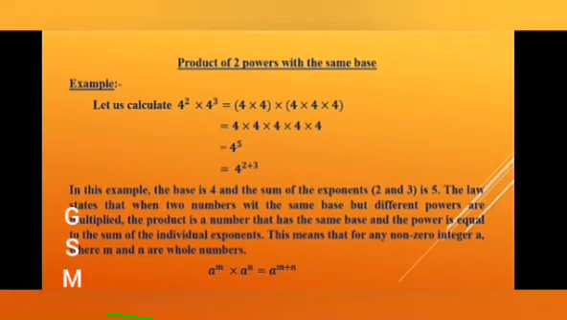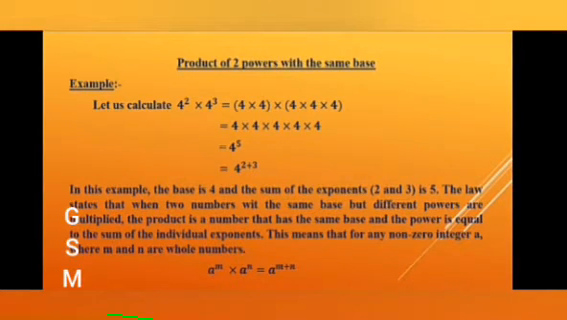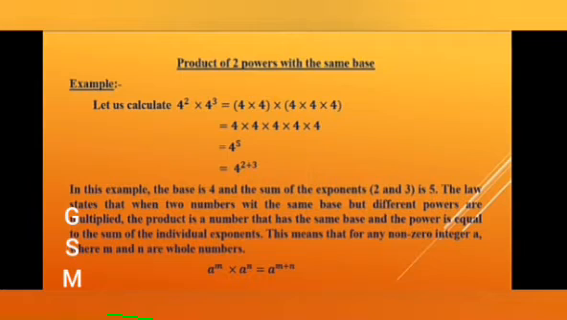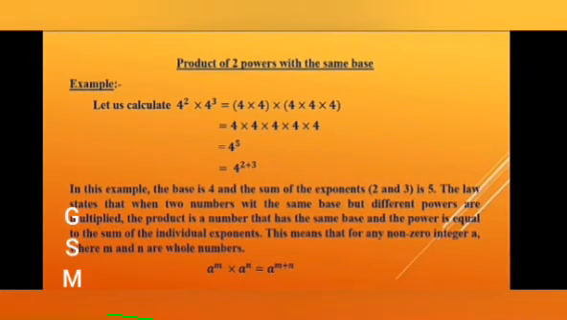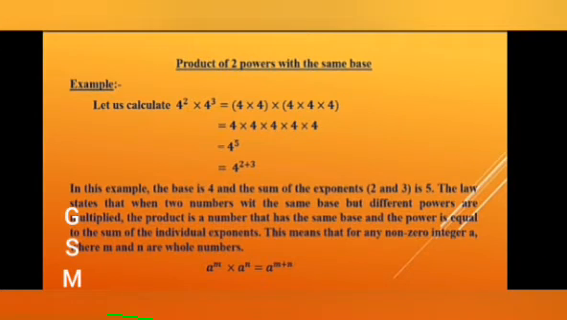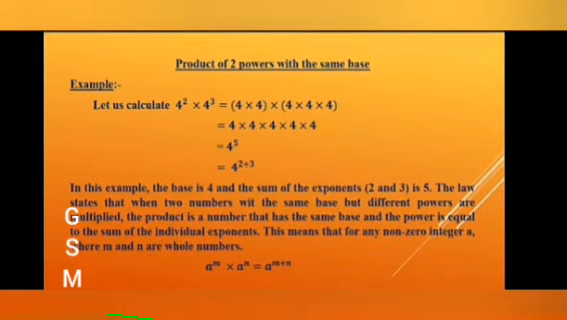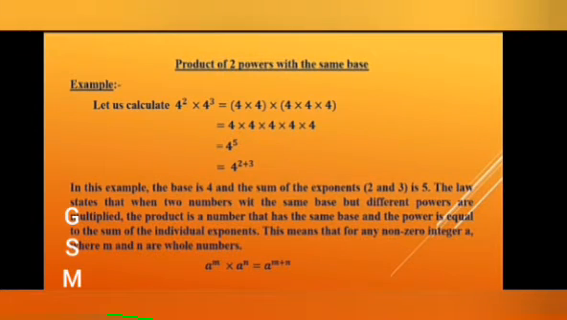Product of two powers with the same base. Let us calculate 4 squared into 4 cubed, equal to 4 into 4 into 4 into 4 into 4, equal to 4 to the power 5, which can be written as 4 to the power 2 plus 3. In this example, the base is 4 and the sum of the exponents 2 and 3 is 5. The law states that when two numbers with the same base but different powers are multiplied, the product is a number that has the same base and the power is equal to the sum of the individual exponents.